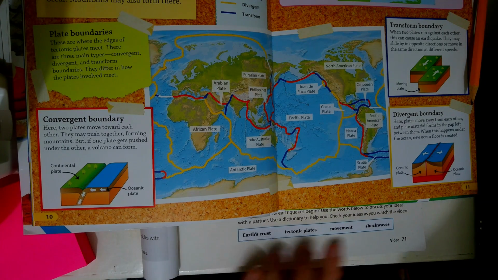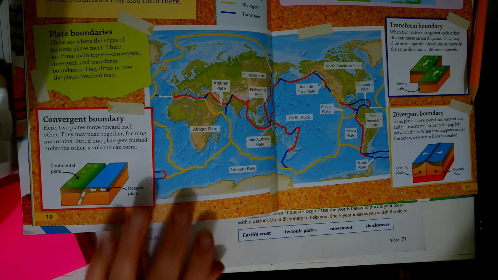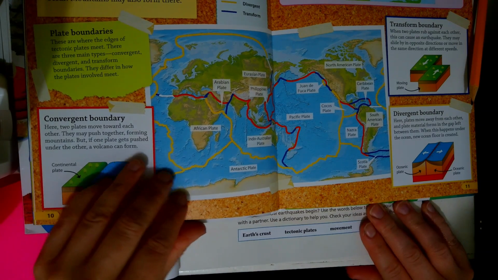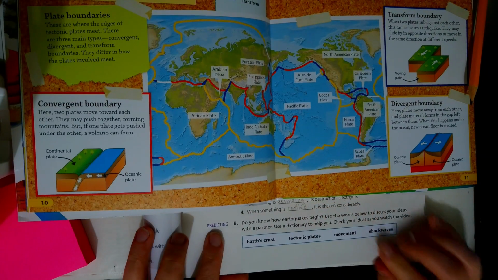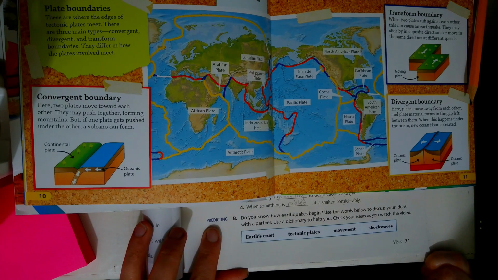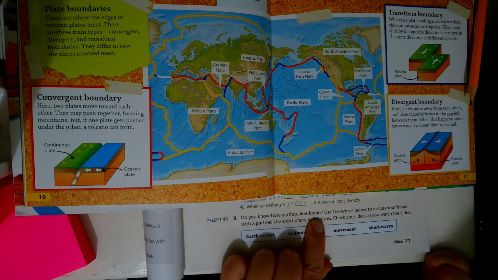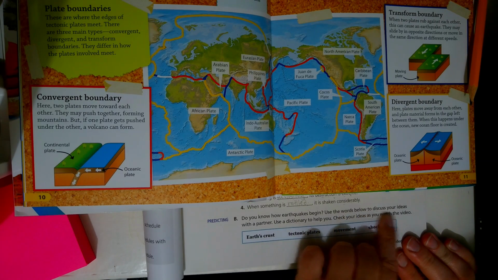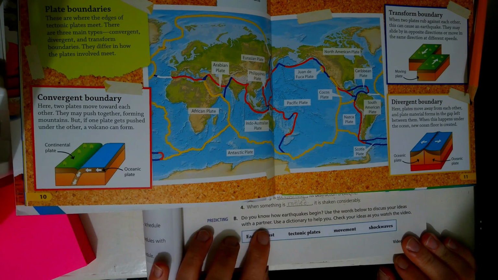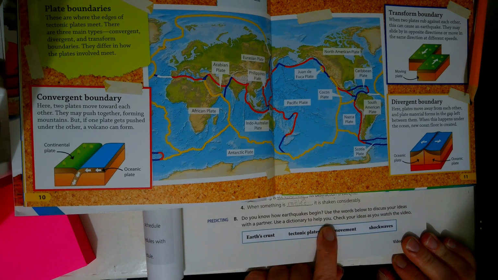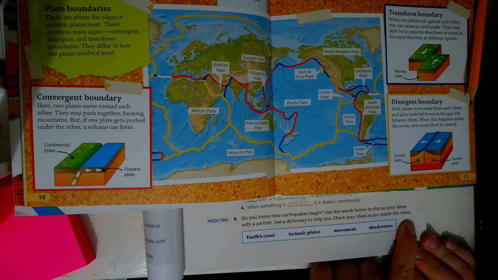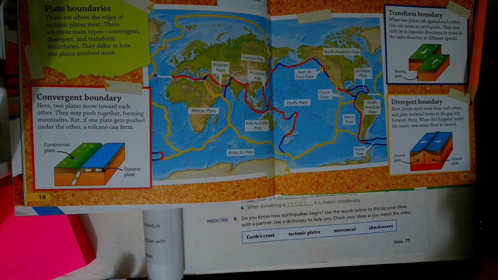Welcome back. We are still on page 71 and we are looking at question B, which is practicing the skill of predicting. So it says, do you know how earthquakes begin? Use the words below to discuss your ideas with a partner. Use a dictionary to help you. Check your ideas as you watch the video. So we're going to practice doing this today on the video.